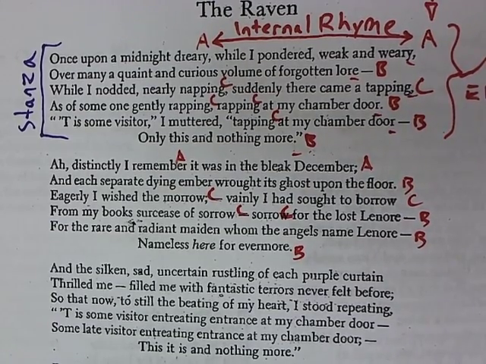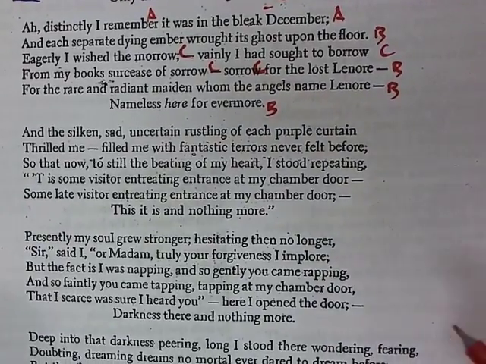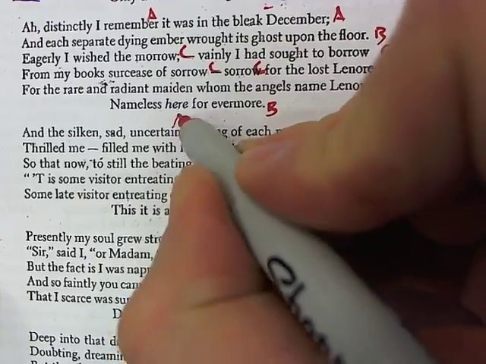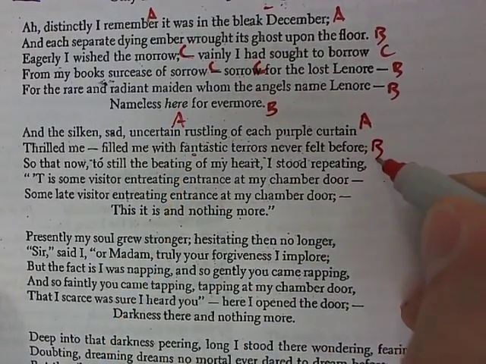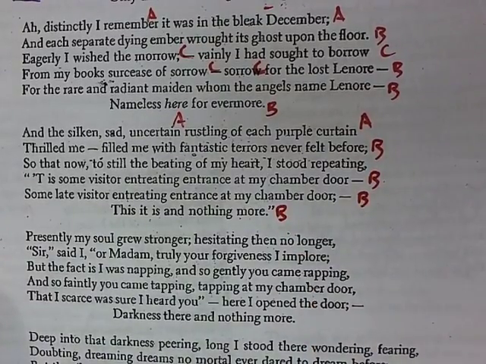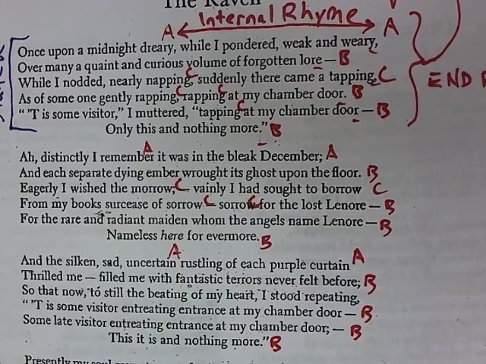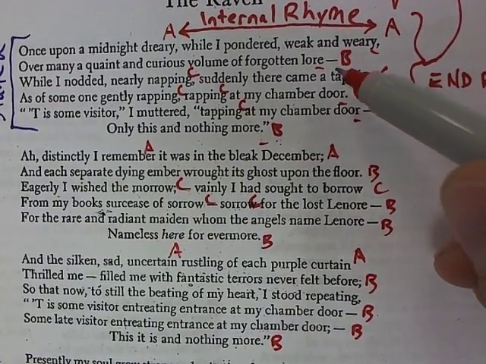So we could say, well, let's do one more. For the next one, we've got uncertain and curtain, before, door, door, and more. We're noticing the repetition here. These B rhymes are always the same sound. They're not just the same rhyme. I mean, it's actually the same sound itself.